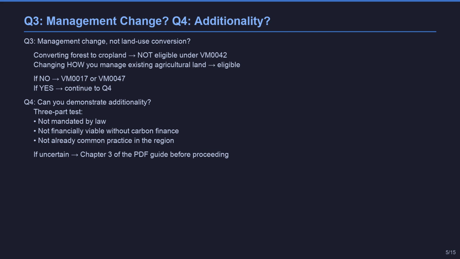Question 4. Can you demonstrate additionality? There's a 3-part test. The activity must not be mandated by law, not financially viable without carbon finance, and not already common practice in the region. If you're uncertain about any of these, go to Chapter 3 of the PDF guide before proceeding. Additionality failure is a common reason for validation rejection.